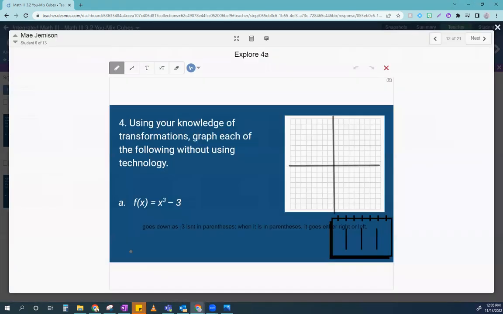Let's see, this person says goes down as -3, isn't in parentheses. When it's in parentheses, it goes right and left. Very good. So this person's telling me, Ms. Johnson, I know what I'm doing. If you wanted to make this a little bit more clear, it shifted the whole graph of x cubed down 3 units. It shifted the whole graph down 3 units, okay?